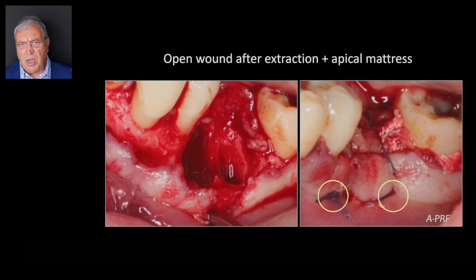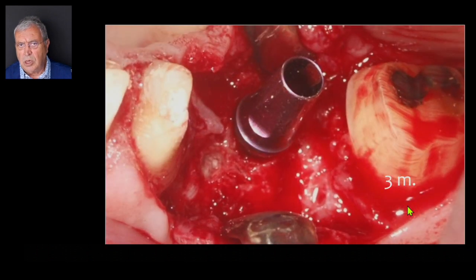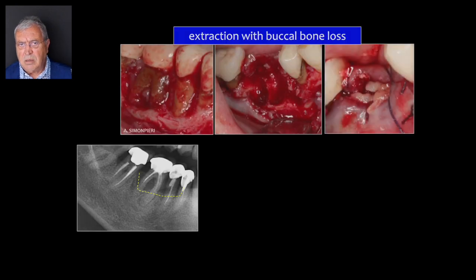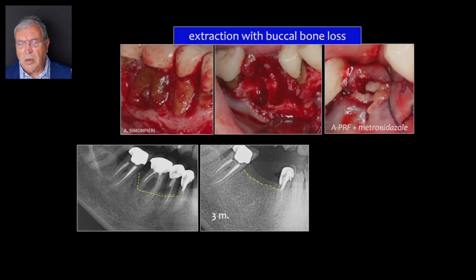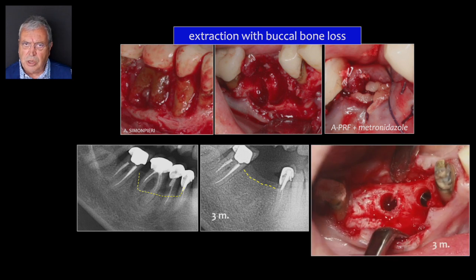Extraction, we can put PRF and leave open, but look, the condition is the suture, the apical suture. And then you can rebuild the whole ridge, just with fibrin. Same case. You see, the buccal bone is missing, we leave open, we stimulate the immune system, and then we get the full ridge regeneration.